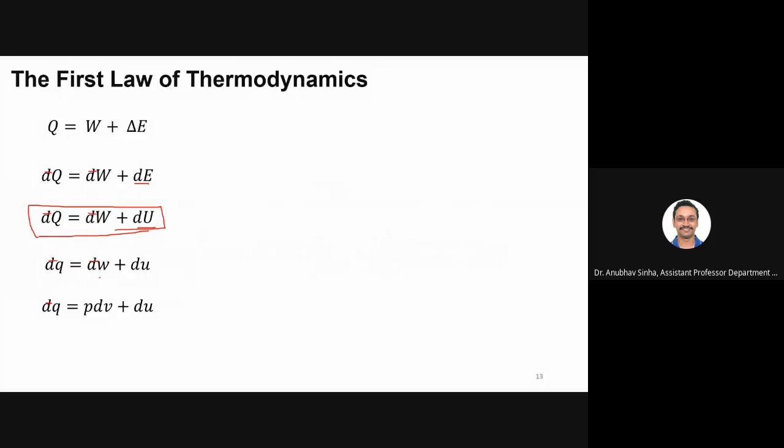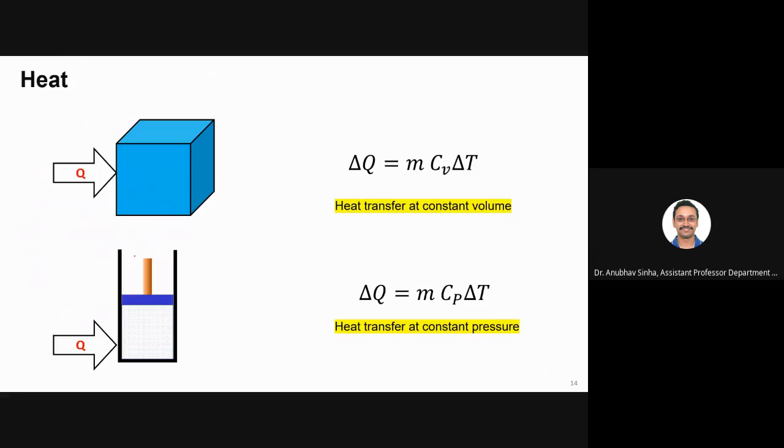Or we can write that in intensive form also, dq is equal to dw plus du, when we talk about extensive or intensive terms. And mostly we will be dealing with displacement work, which is called PdV work. So instead of dw, I can write PdV here. These are the different forms in which you can express the first law, and different equations will be used for different numericals based on the given parameter, or whether you want to talk in terms of intensive or extensive properties.